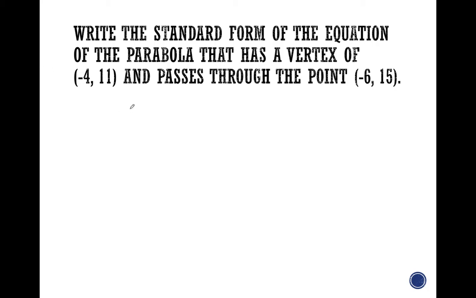First off, remember that the standard form of a parabola is f of x is equal to a times x minus h, quantity squared, plus k. So in order for us to write the standard form, we have three things that we need to figure out. We need to figure out what is a, what is h, and what is k. Now, there's no particular order in how we'll find these things. It will 100% be dependent on the information that we're given.